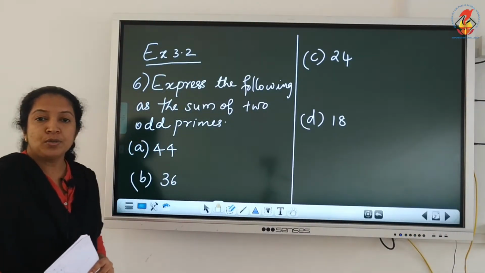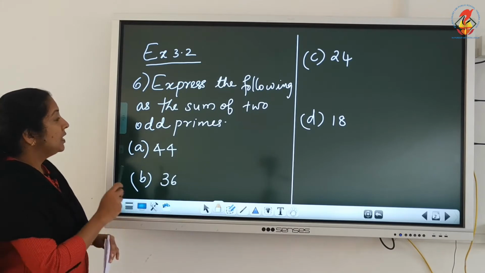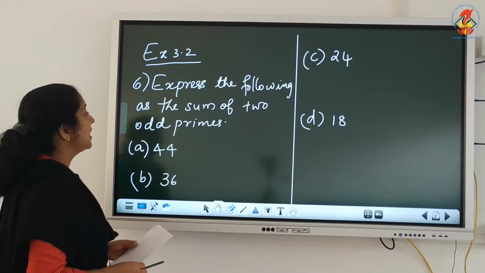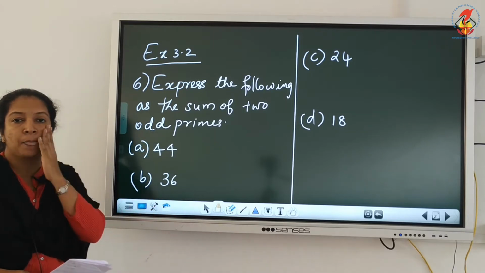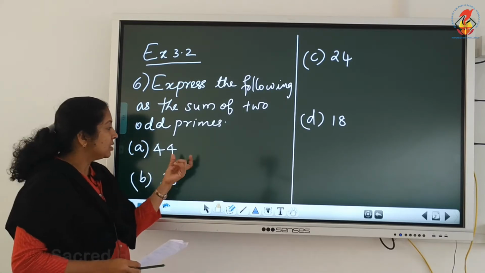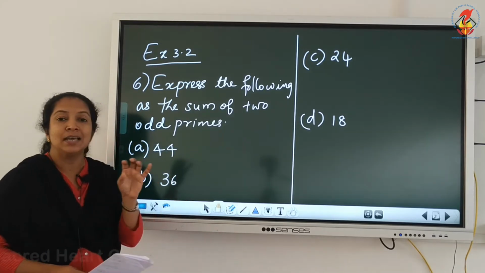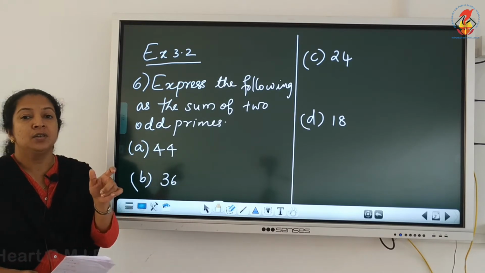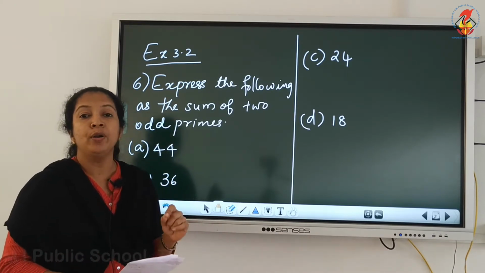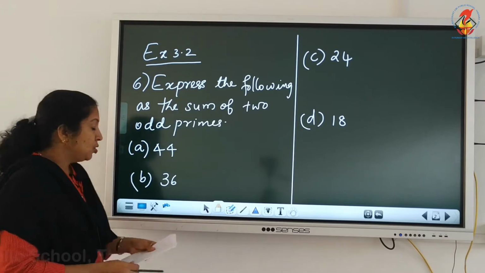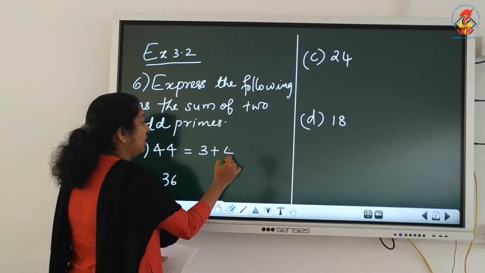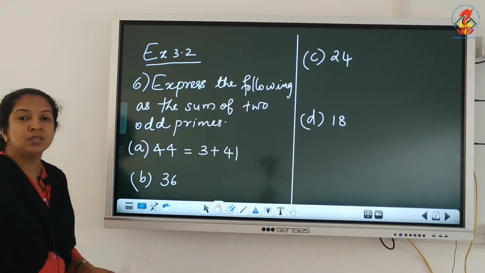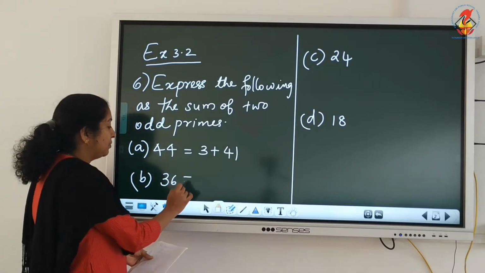Exercise 3.2, sixth question. Express the following numbers as the sum of two odd primes. You have to write each of these numbers as a sum of two numbers. Both the numbers should be odd prime numbers. So you can write this as 3 plus 41. Both these numbers are odd primes.